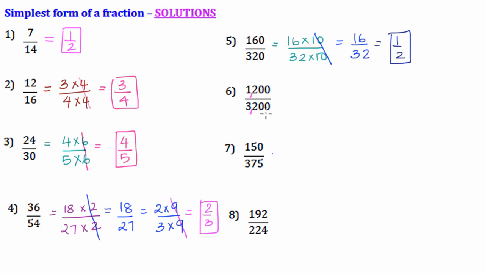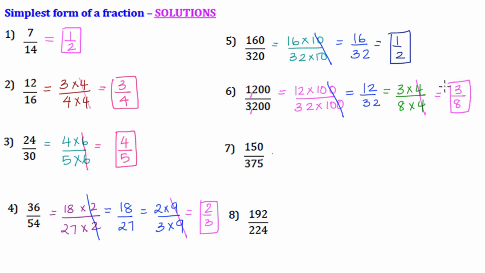1200 over 3200. These look like really big numbers. But again, as in the earlier problem, since the last two digits are 0, we know that 100 is a factor that's common to both 1200 and 3200. So let's rewrite these as 12 times 100 over 32 times 100. And since 100 is a common factor, let's cancel it and you're left with 12 over 32. 4 is a factor that's common to both of these, so 3 times 4 over 8 times 4. And once we cancel the common factors, we are left with 3/8. We know that this is the simplest form because there is no factor that's common to both 3 and 8.